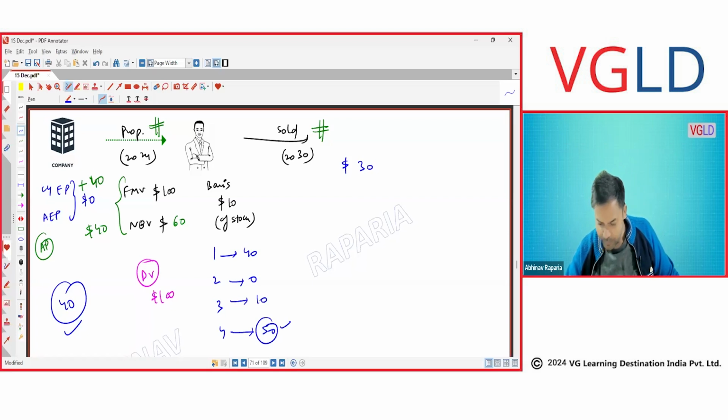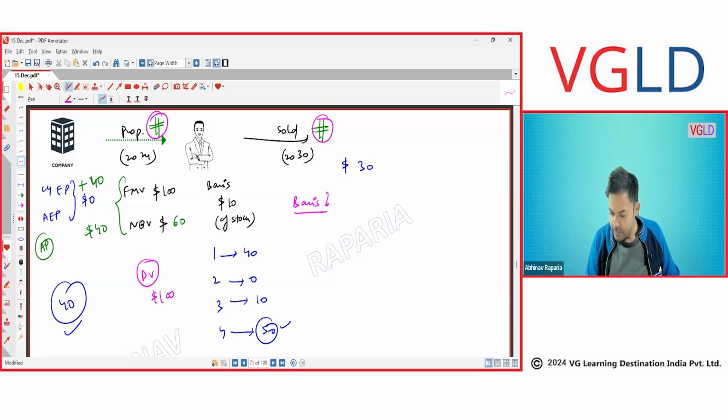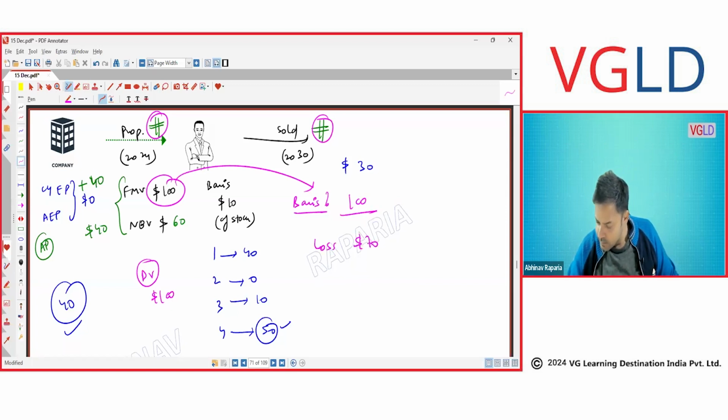40, 50. What is going to be my basis here, guys? Rina, what is my basis of the property? Basis 100. Fair market value is the basis, guys. Point clear? Rina, point clear? So it is 100. So you are saying we are having a loss of 70, guys.